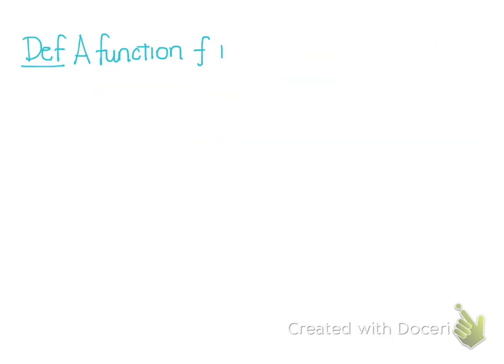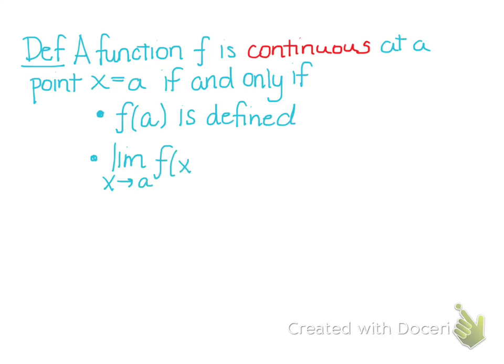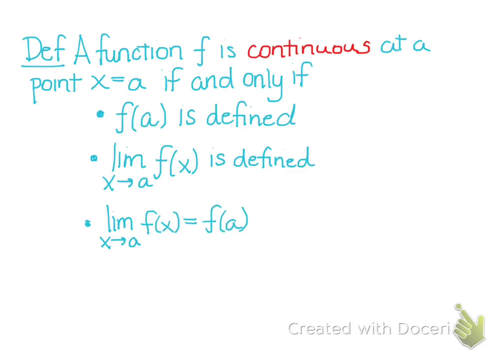We'll say that a function f is continuous at a point x equals a if and only if the following happen. f of a is defined, the limit as x goes to a of f of x is defined, and the limit as x goes to a of f of x equals f of a. If all three of these things happen, we'll say that f is continuous at x equals a.